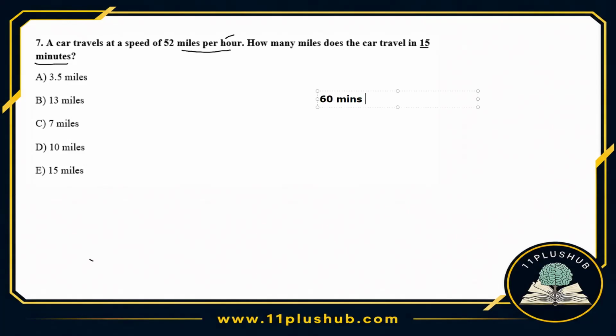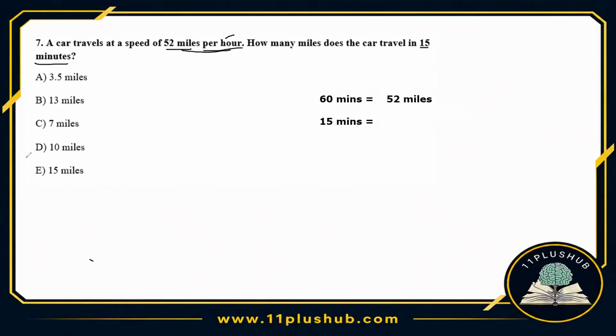So 60 minutes equals 52 miles. So in 60 minutes, that's how many miles the car can travel. Let's just read that bit again so you can see what I mean. It says a car travels at a speed of 52 miles per hour or per 60 minutes. So this down here is telling us the speed at which the car is traveling. But the question is asking us how many miles does the car travel in 15 minutes? Well, we know what it travels in 60 minutes. So how are we going to figure out 15 minutes? Well, we need to figure out the relationship between 60 minutes and 15 minutes.